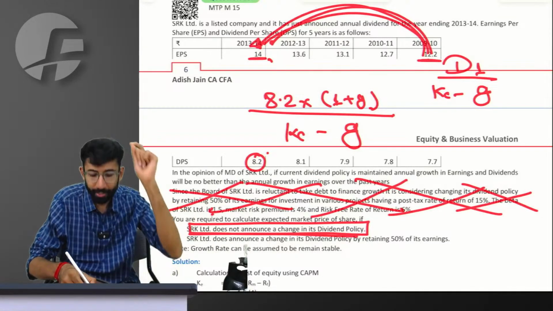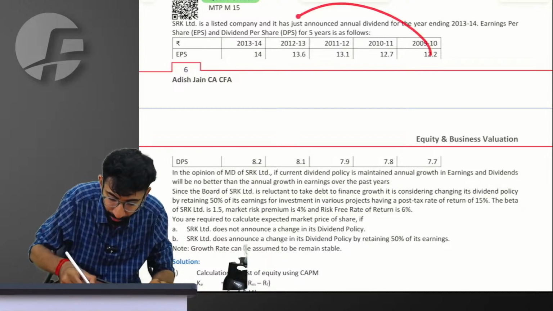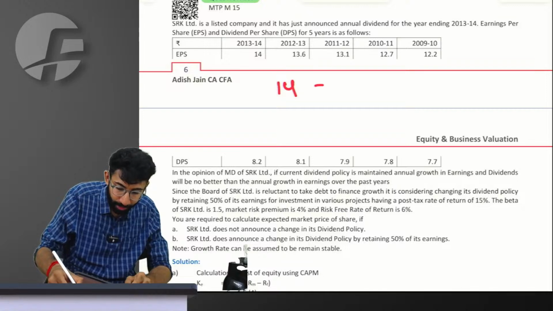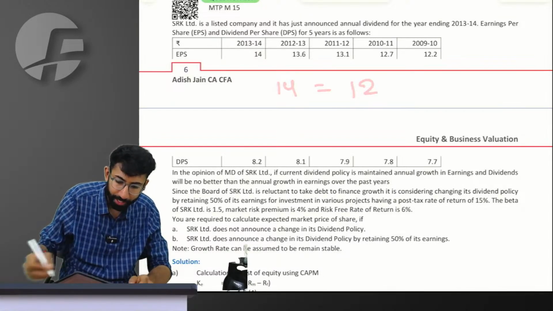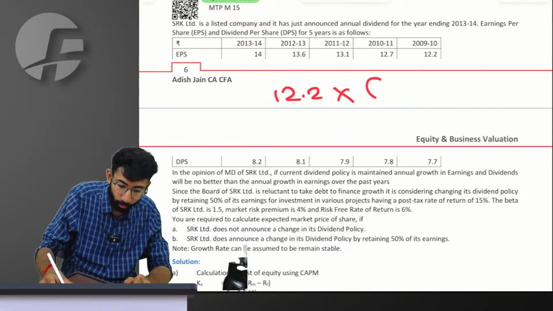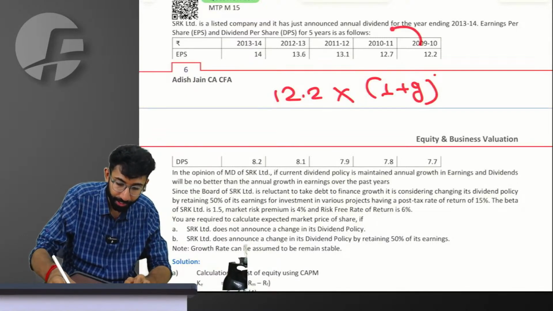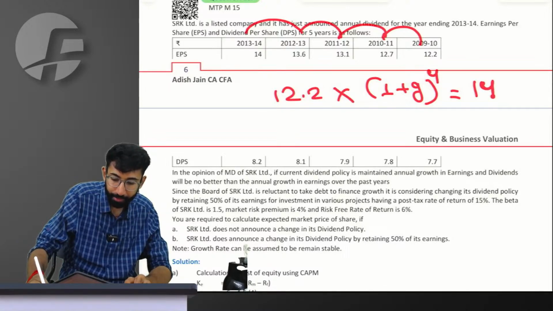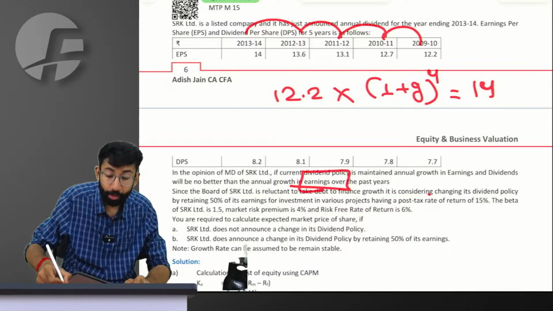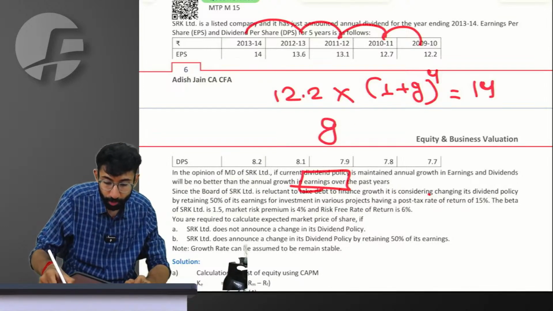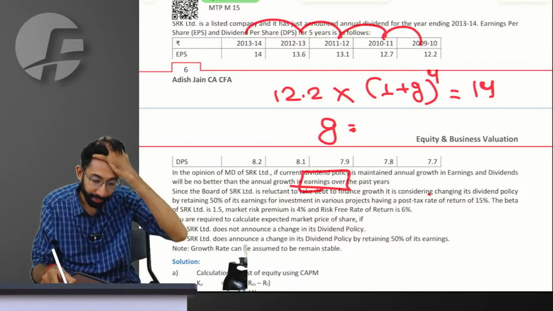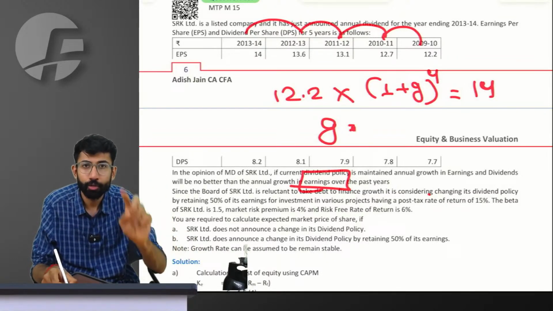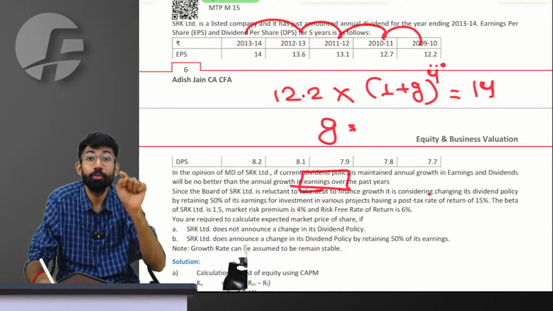Let us start using your calculator very quickly. D0 of 8.2 is available to you. Let's find out the growth rate. People in the class, let's apply that compounding formula. Future value is equal to present value into 1 plus growth rate to the power n. How many years? 1, 2, 3, 4. To the power 4 will give me 14. Please remember, earnings growth we have to take over the past years. Use your calculator: 14 divided by 12.2. Whatever you get, under root 2 times, because it is to the power 4. Under root 2 times, minus 1.